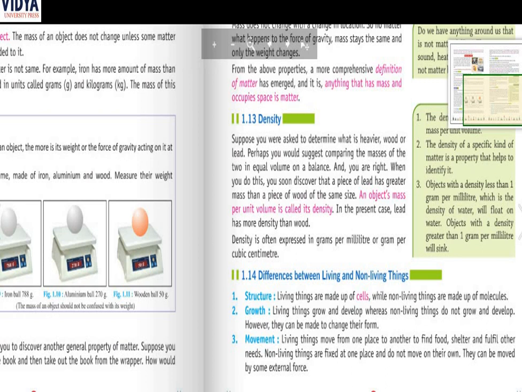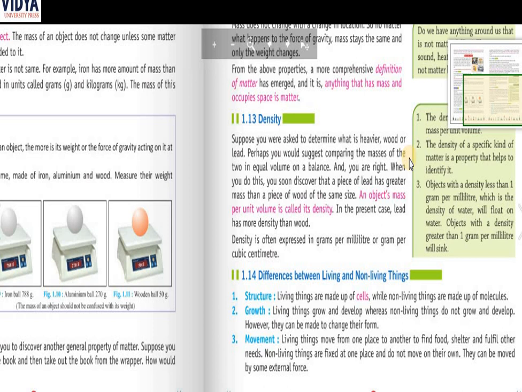Suppose you were asked to determine what is heavier, wood or lead. Perhaps you would suggest comparing the masses of the two in equal volume on a balance. And of course your answer will be lead, because lead has a greater mass than the piece of wood of the same size.